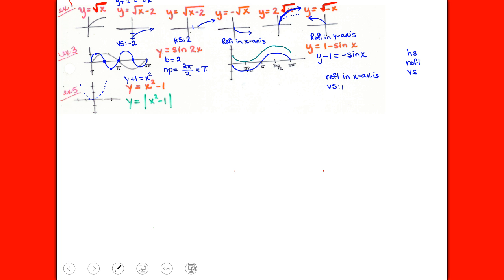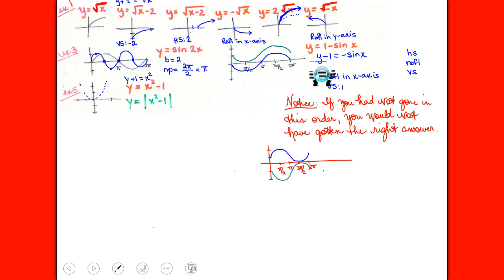Now, if we think that the order really doesn't matter, look what would have happened on this problem if I had gone in the reverse order. I did the exact same things. I did a vertical shift of 1 and a reflection in the x-axis, but I did not do them in that order. If I started with my sine curve and first I went up 1, so there's my vertical shift of a positive 1. And then if I take that blue shifted graph and I reflect that in the x-axis, this green graph would be my final answer, and that is not the right answer.